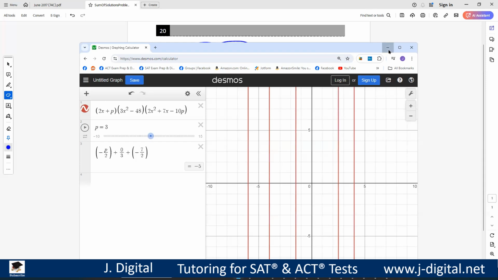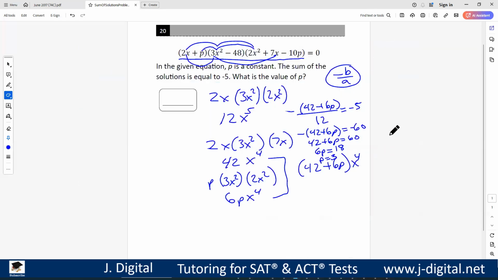All right, so that is how you solve this type of problem. We're just using the zero product rule. You can use the sum of the solutions on the x squared or above terms, the second and third term there in the parentheses. You use the sum of the solutions for those to get the solutions. Then add all the solutions together. That equals negative 5, and then solve for your p-value.